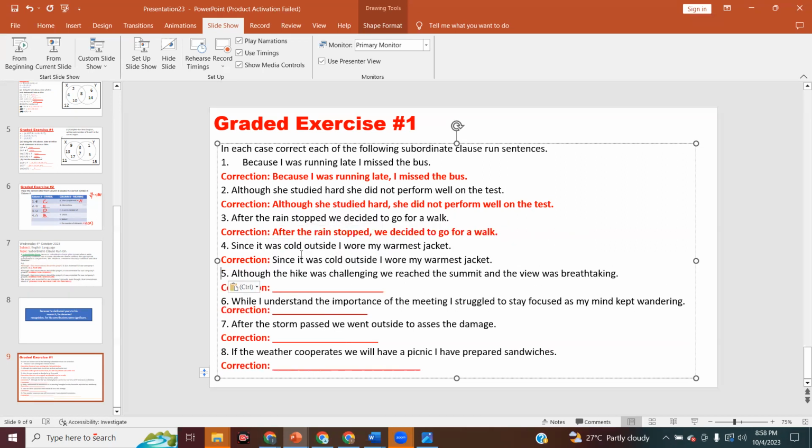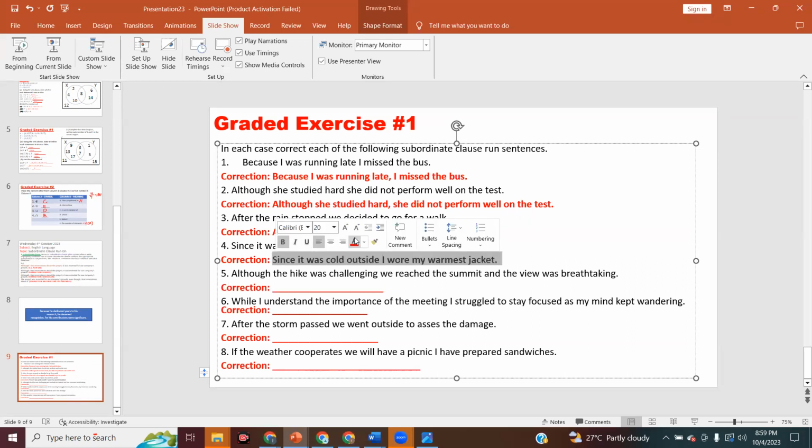How can we correct that? I wear my warmest jacket, semicolon, since it was cold outside. I wore my warmest jacket, semicolon, since it was cold outside. Yeah, that could work. Or you could just say, since it was cold outside, comma, I wore my warmest jacket.